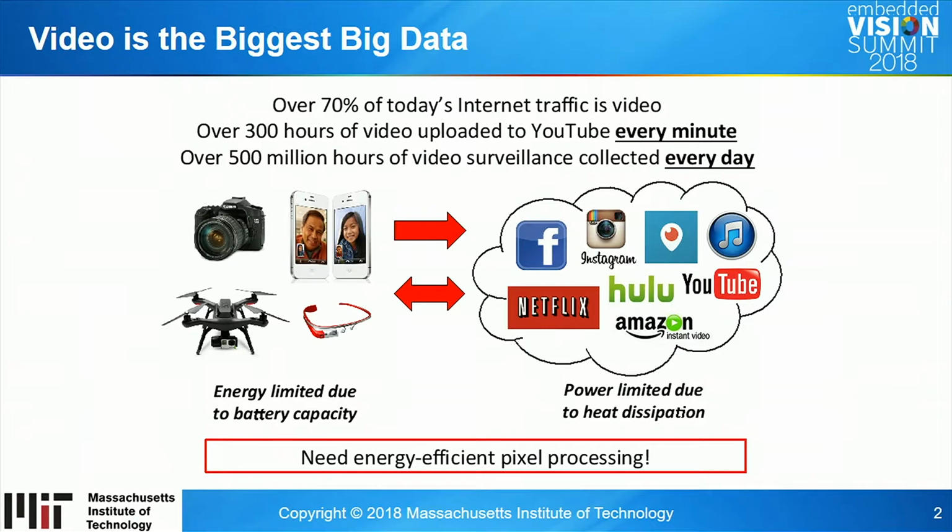A lot of this video is being collected on battery-operated devices like cell phones. But due to the limitation of the energy that's available there, we often have to push it to the cloud. But this is not ideal for cases where you care about latency or privacy, or if you have limited communication bandwidth. So really, we want to be able to do a lot of the processing on the edge device. And that's the focus of the overarching research within my group: how do we do energy-efficient pixel processing? So that's the context of what we care about.